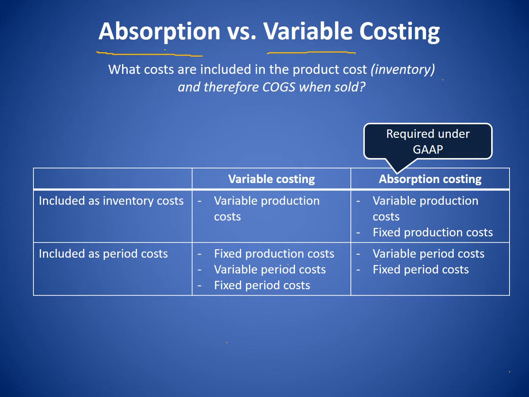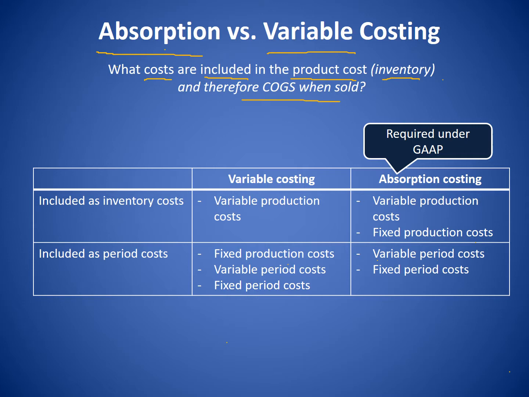And in comparing the two, the question is, under which method, what costs are included in the product cost? In other words, what costs are included in inventory? And therefore, when that inventory is sold, what costs are included in cost of goods sold?